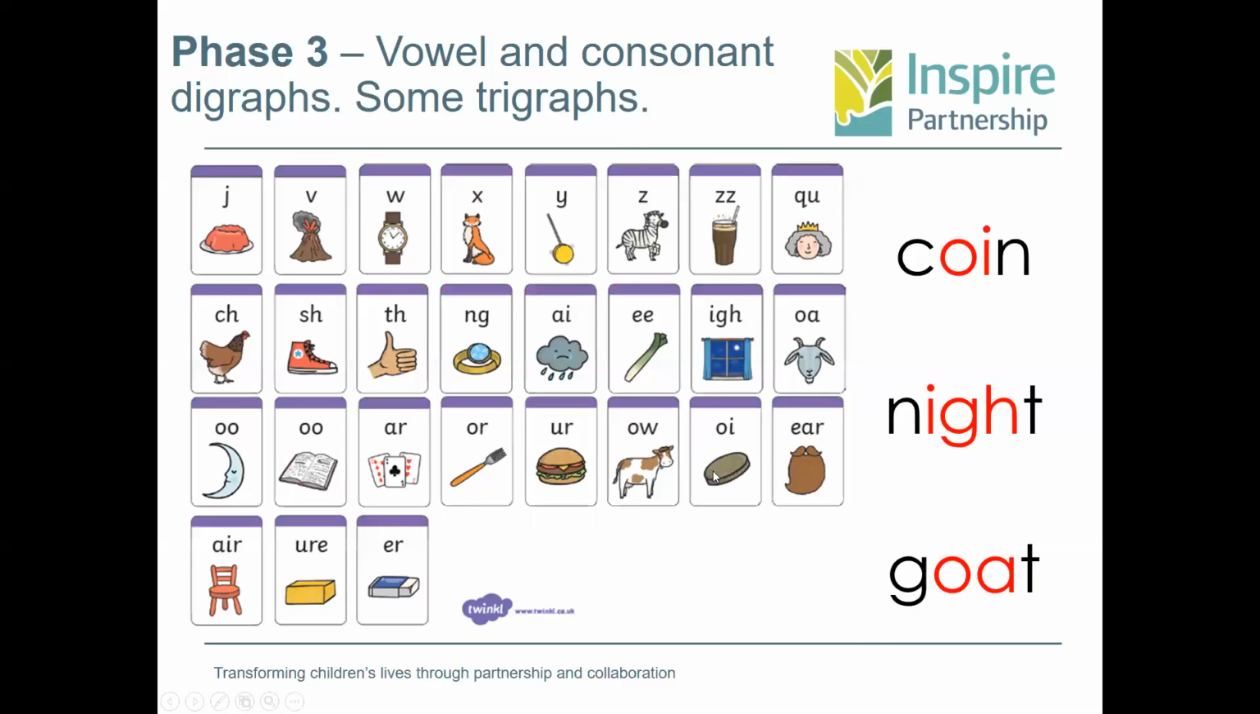ow, oi, ear, air, ure, er. So for example, in the word coin, we've got c, oi, n, coin. There are 3 phonemes here. 4 letters, but 3 phonemes. C is one, oi is your second phoneme, and n is the third. In the word night, you've got n, igh, t, night. In the word goat, you've got g, oa, t, goat.